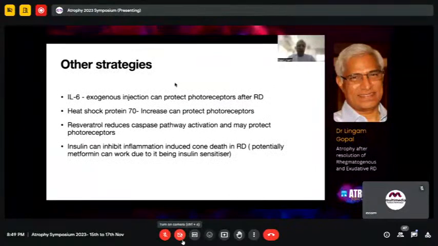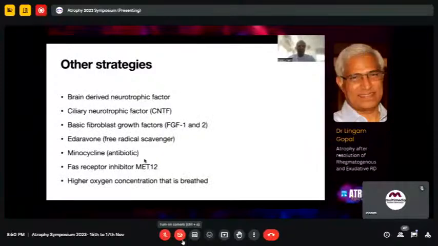There are various other molecules which have been either enhanced or inhibited to try and protect the photoreceptors. IL-6 injection or increase in the heat shock protein 70 could potentially protect the photoreceptors. Resveratrol is a drug that reduces the caspase pathway activation and can protect the photoreceptors. Insulin itself has been found to inhibit inflammation-induced cone death in detachment of retina. And potentially even metformin can work because it's an insulin sensitizer.